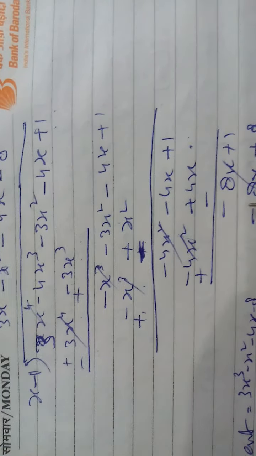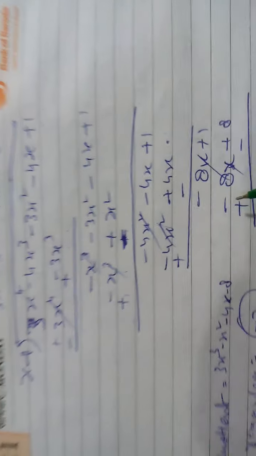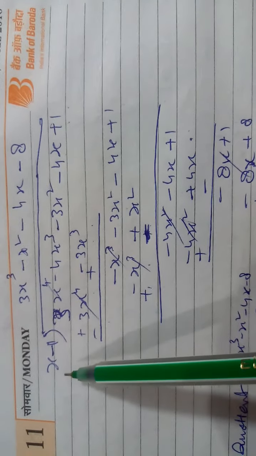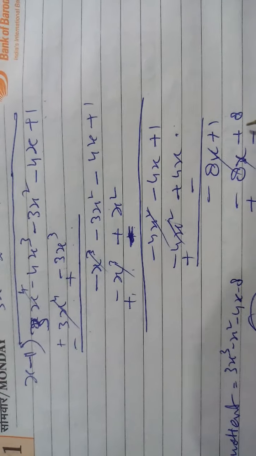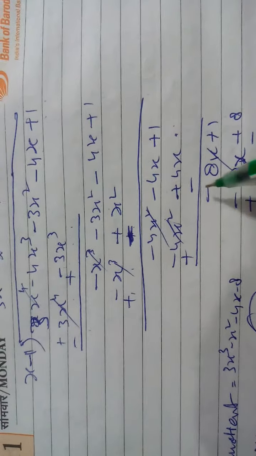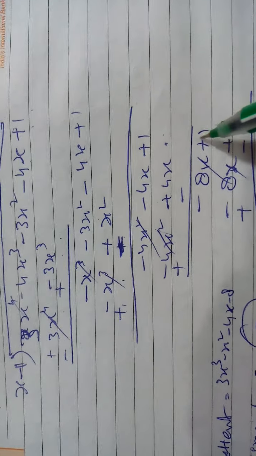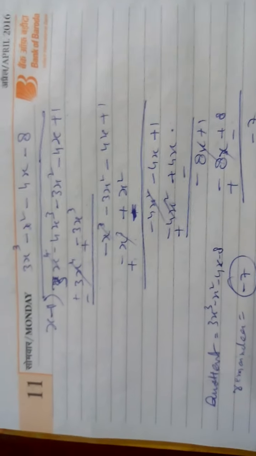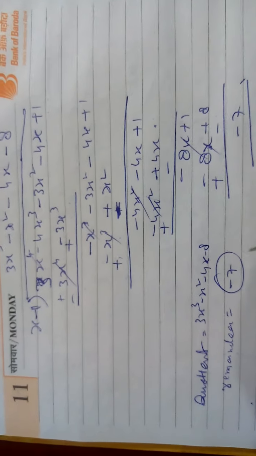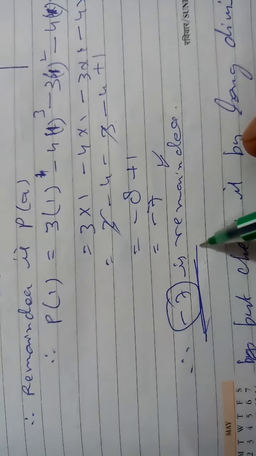Here plus and minus, both are minus, so 4 plus 4 is 8. Minus 8x plus 1. You want minus 8x, but here only x is given, so multiply by minus 8. You are getting minus 8x plus 8. Minus and minus, the sign will be changed, cancel. So here plus, here minus. Minus 8 plus 1 gives you minus 7. Now you are getting the remainder minus 7. The quotient is this. Previously, by the remainder theorem, you also got minus 7.